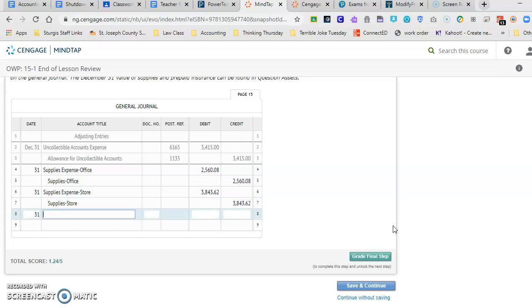And then the last one was insurance. And we calculated $9,600 to be our insurance expense, and then we're going to credit prepaid insurance for the same amount.